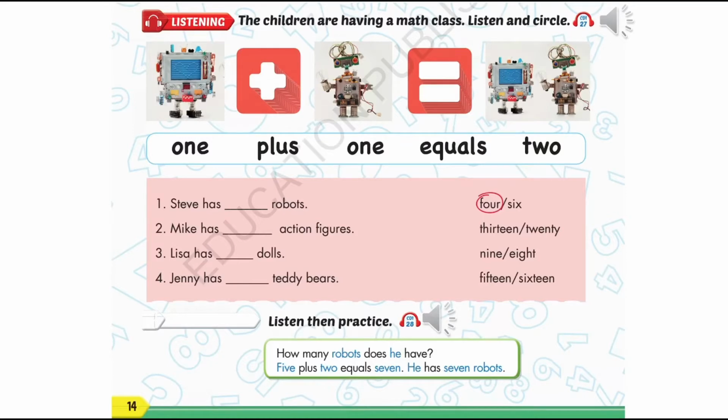2. Mike has 15 action figures. His brother gives him 5 action figures. How many action figures does Mike have? 15 plus 5 equals 20. He has 20 action figures.